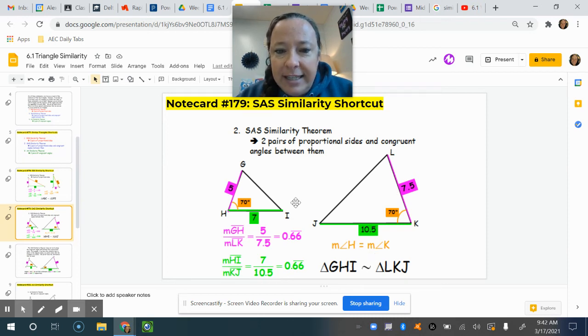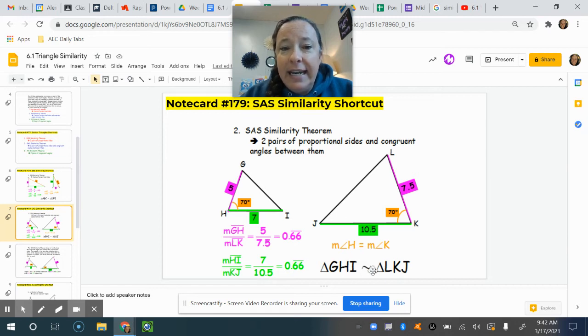Now we need to check these side lengths. So GH to LK, 5 divided by 7.5 when you do it in your calculator is 0.6666666 repeated. And then if I do HI over KJ to figure out the ratio, it's 0.66666 repeated. It's got to be exactly the same. So we're good to go. We've shown that two sides are in proportion to two sides, and that the included angles are congruent. So we can say that these two triangles are similar by the side angle side similarity theorem.